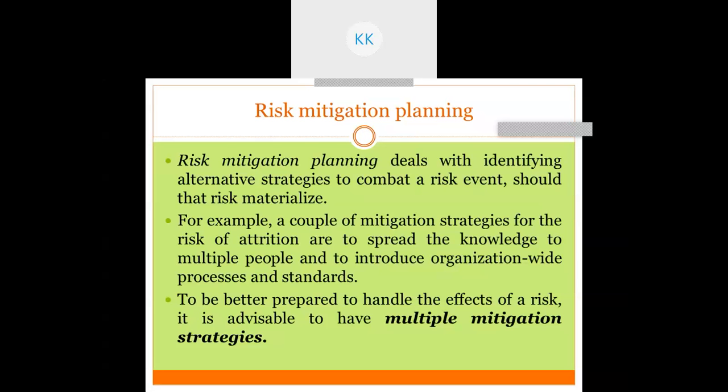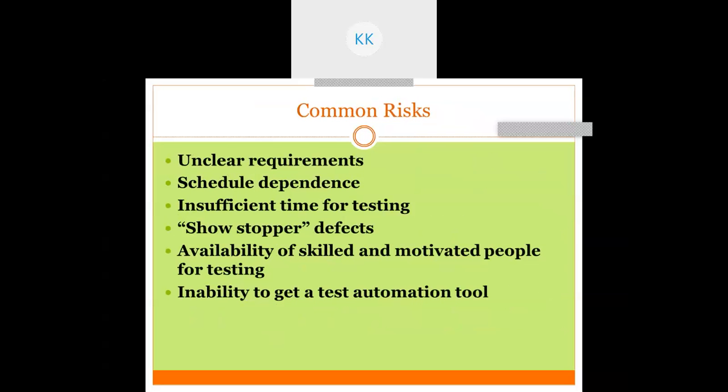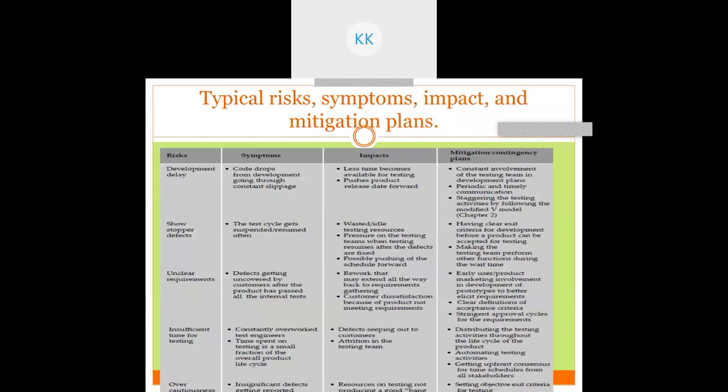To be better prepared to handle the effect of a risk, it is advisable to have multiple mitigation strategies. You must have multiple mitigation strategies. Common risks are unclear requirements, then schedule dependencies, next is insufficient time for testing, showstopper defects, availability of skilled and motivated people for testing, inability to get a test automation tool, and so on. These are some of the common risks. Here are some typical risks, symptoms, and impact and mitigation plan.